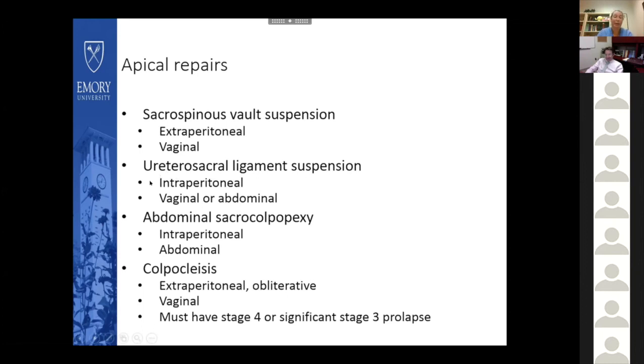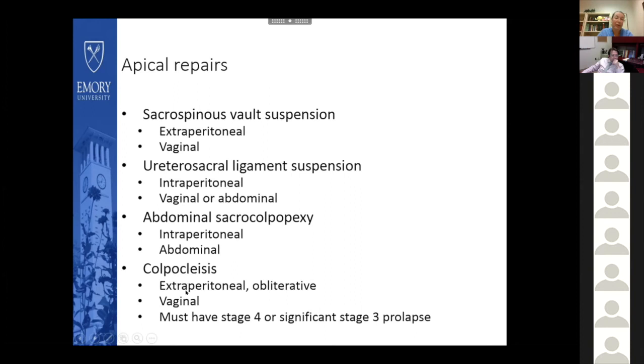Uterosacral ligament fixation. It is intraperitoneal. You've got to go into the abdomen. You can do it vaginally, but it is very difficult to do these vaginally if they've had a hysterectomy. Getting into the peritoneum vaginally, if you don't have a uterus, is fairly difficult to do. So if they've already had a hysterectomy, I will generally do these abdominally, usually robotically. Abdominal sacrocolpopexy, also intraperitoneal, also uses mesh.